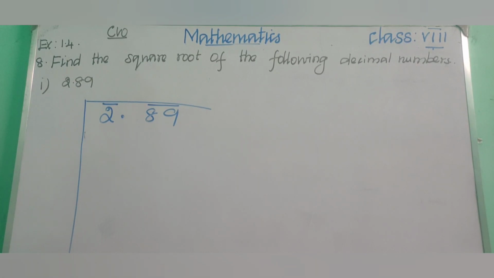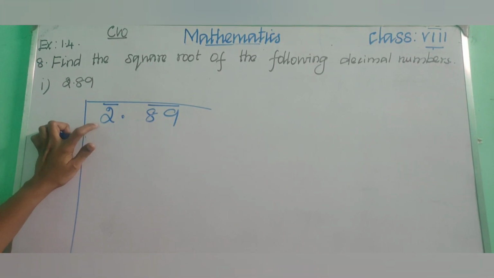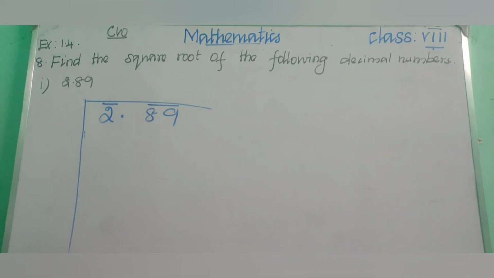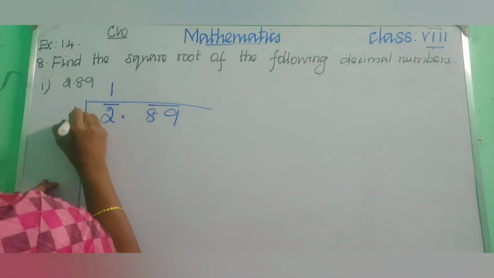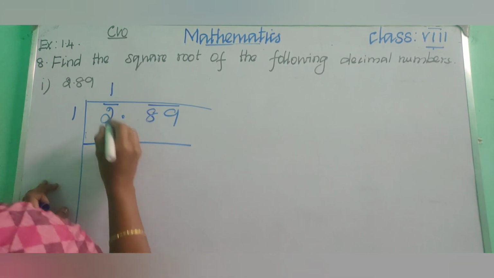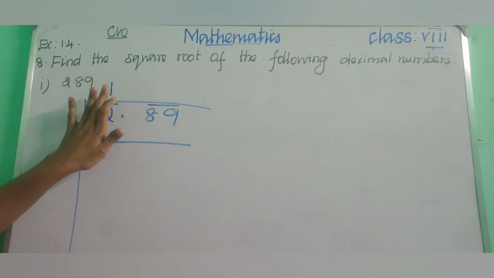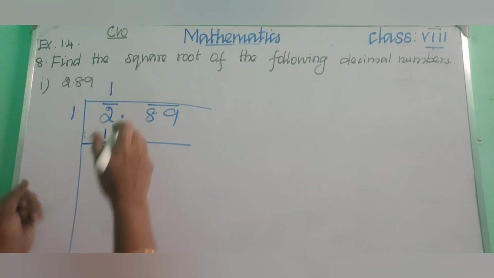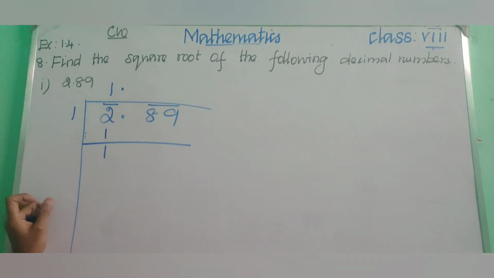Now say the square table. 1 squared is 1. 2 squared is 4. So we need to think of the digit whose square is exactly equal to 2 or nearly less than 2. So we choose 1, since 1 squared is 1. So 1 and 1. 1 into 1 we get 1. 2 minus 1 is 1. We have completed this part, so we put the decimal point here.